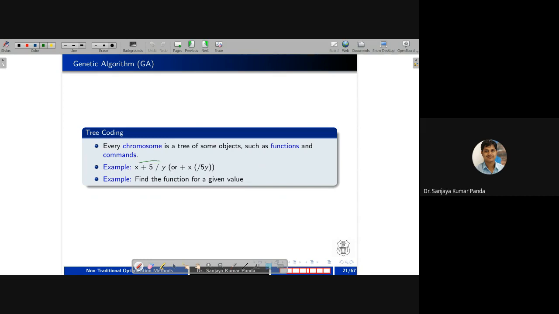For example, x plus 5 divided by y. You know, division has more priority than addition. So if you do prefix, then it is division 5 and y. Then if you combine it with x plus, it is nothing but plus x. So this is the representation. So in this way, you can do a set of codings. Not necessarily always you go for binary coding. Based on your problem, based upon your suitability, you can represent in the form of any type of coding.